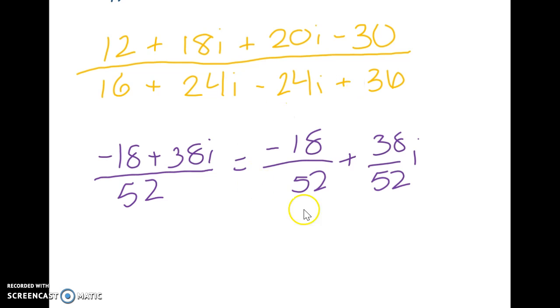But when we write it out like this, we have our real number plus our imaginary number, our multiple of i. So this is what we were trying to get. This is our answer.